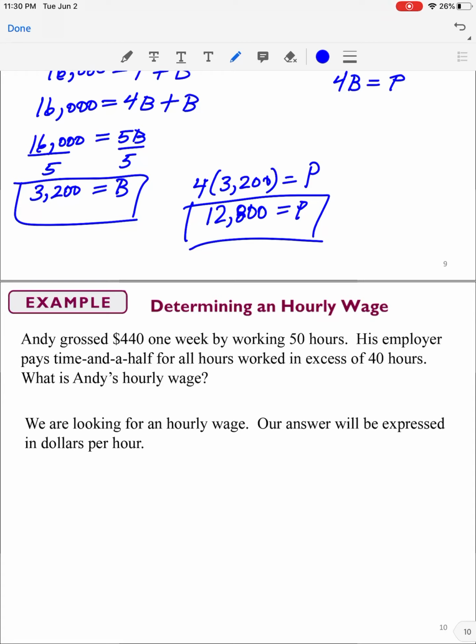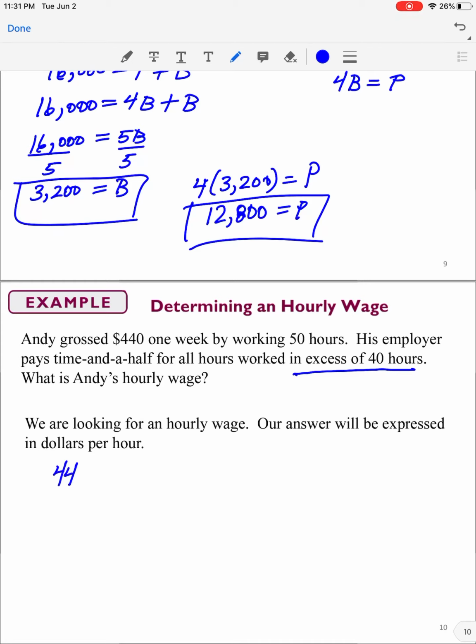All right, so we want to find out how much money this person makes an hour. It says Andy earns $440 one week by working 50 hours. His employer pays time and a half for all hours worked in excess of 40. All right, what is Andy's hourly wage? All right, so in excess of 40. If he worked 50 hours, how many hours were in excess of 40? Meaning how many more hours than 40 to get to 50? All right, so that's 10 additional hours.